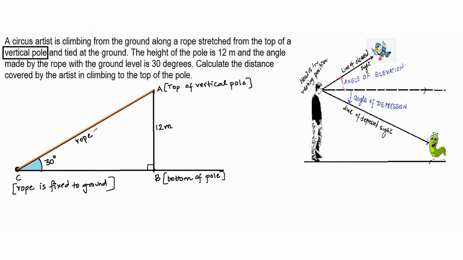Calculate the distance covered by the artist in climbing to the top of the pole. So basically, this is the distance covered by the circus artist in climbing to the top of the pole. Let this distance be D, right? The circus artist starts the climbing from here and ends at the point A. So we have to find the distance D. Let me pause for a few seconds, take a look at the question and try to correlate it with the diagram, and then we shall continue.